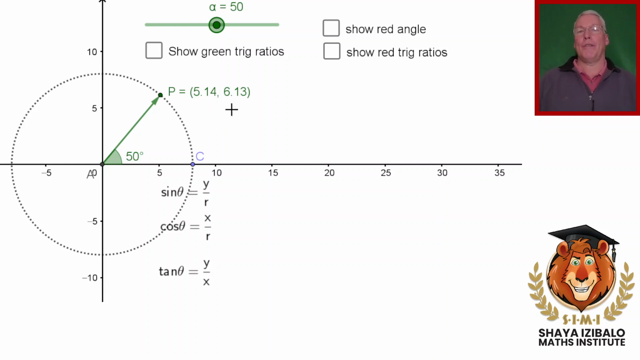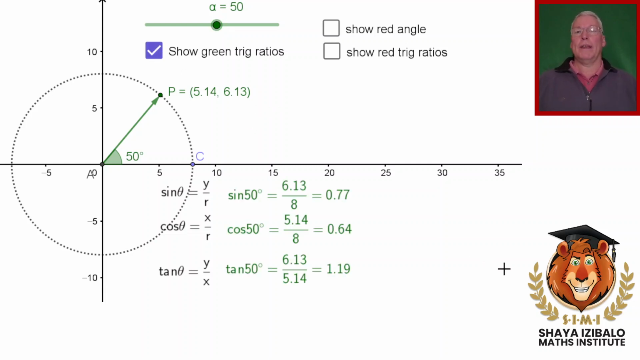Every angle has got three values attached to it. It's got an x value, which is the x value of that point, a y value, and an r value. R is the length of the radius. And we can create some different ratios, and the ones that we need to know for high school maths are sine, which is the y value over the r value, cos, which is the x value over the r value, and tan, which is the y value over the x value.